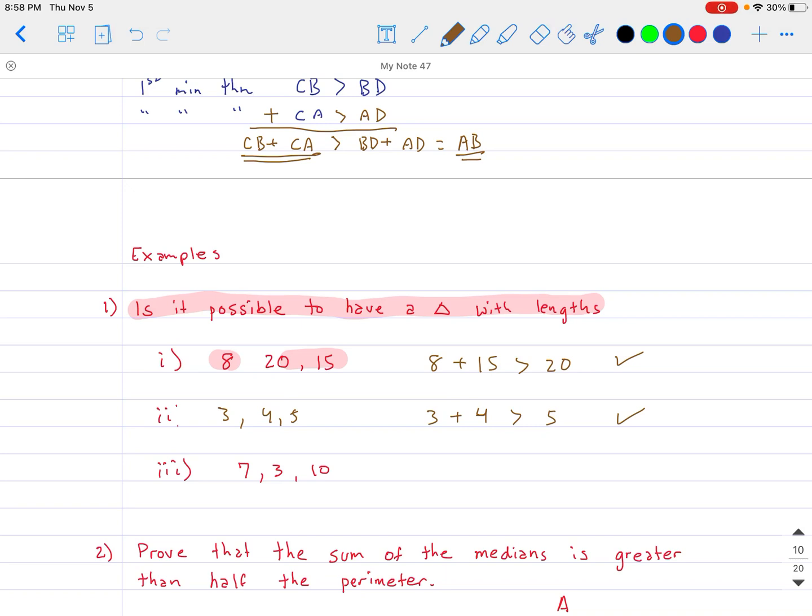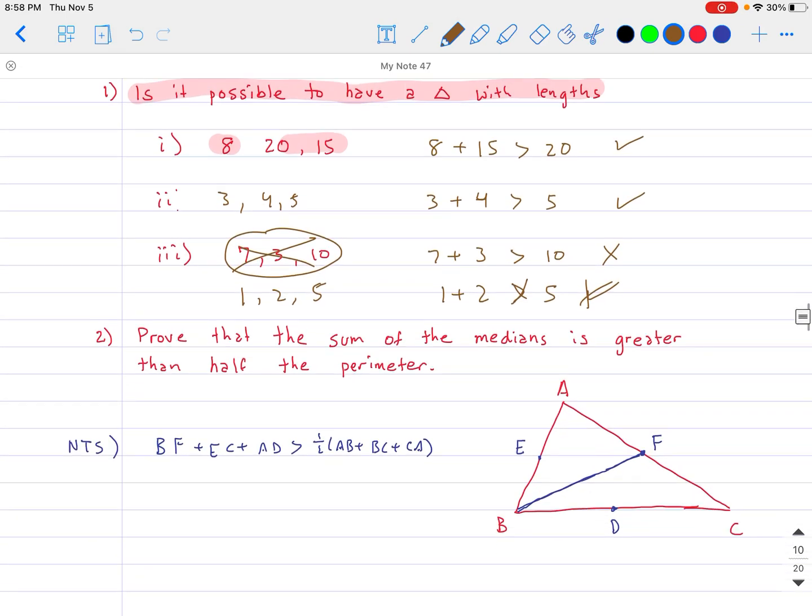Now, let's look at the third case over here. 7, 3, and 10. If I take 7 and 3, add them together, is it greater than 10? The answer is no. So that means that this triangle right here is not possible. Nor if I did this. What if I had, say, a 1, 2, and 5 triangle, right? If I take 1 plus 2, it is definitely not greater than 5. So that means that triangle is not going to be possible. So once again, that's probably the fastest way to use the triangle inequality theorem to prove that your triangles with certain sides are possible.